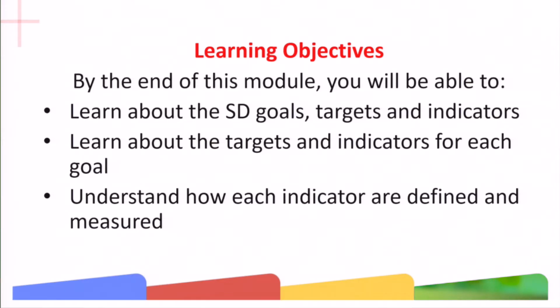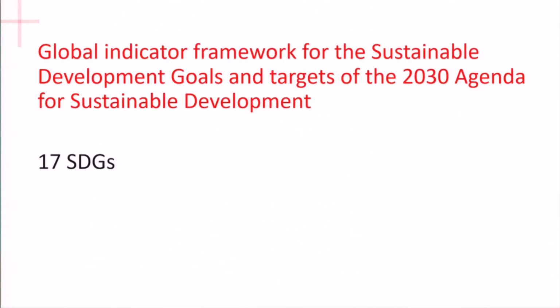Learning objectives. By the end of this module, you will be able to learn about the Sustainable Development Goals, targets and indicators. Learn about targets and indicators for each goal. Understand how each indicator is defined and measured. The Global Indicator Framework for Sustainable Development Goals and Targets for the 2030 Agenda of Sustainable Development is presented.